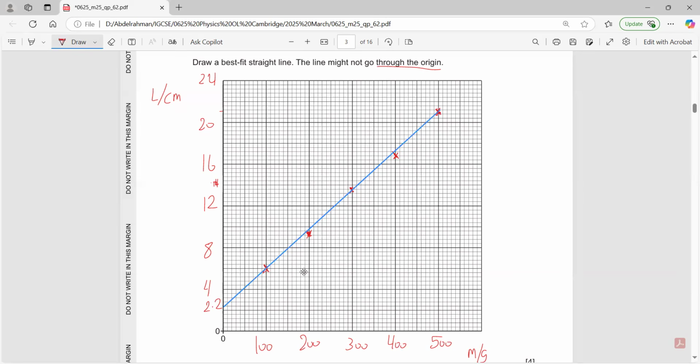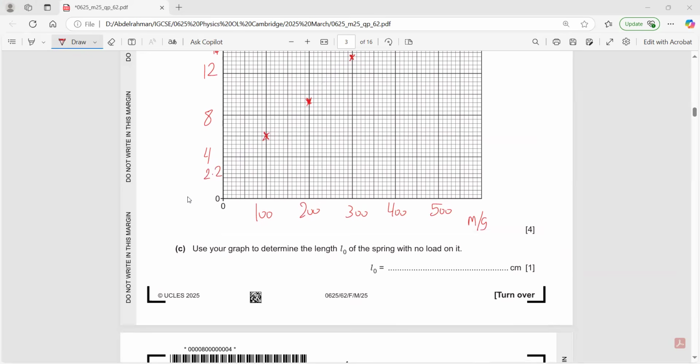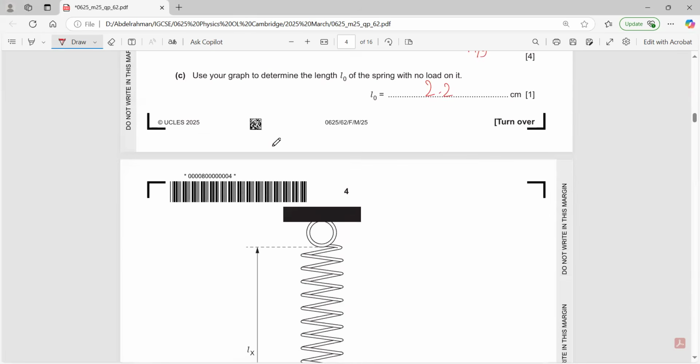So let me remove this line. Definitely you have to keep this line. You have to draw this blue line, which is the best fit line. So the length here would be around 2.2 centimeters. Again, it could differ slightly. You could have a slightly larger or smaller number, which again would be okay.